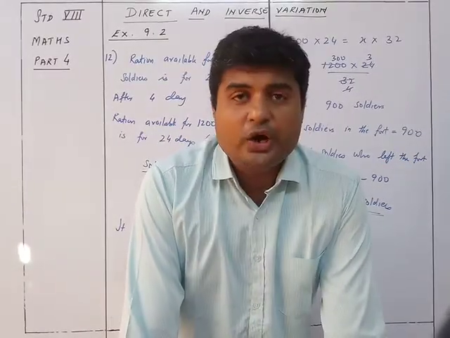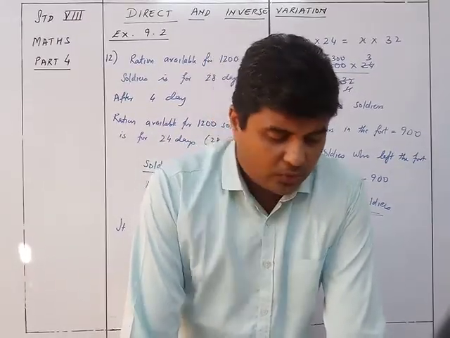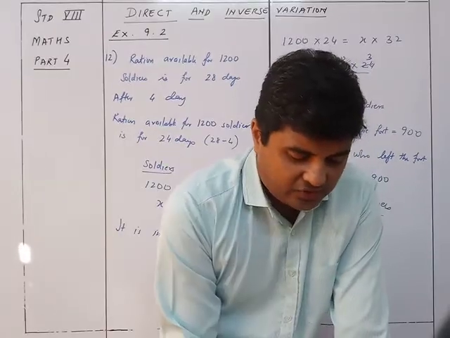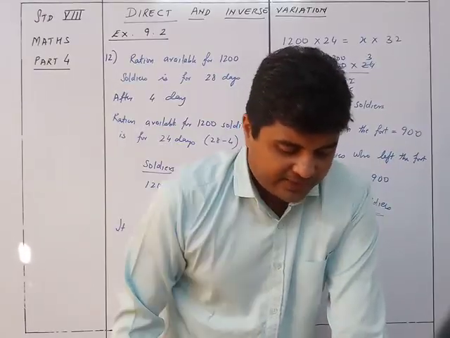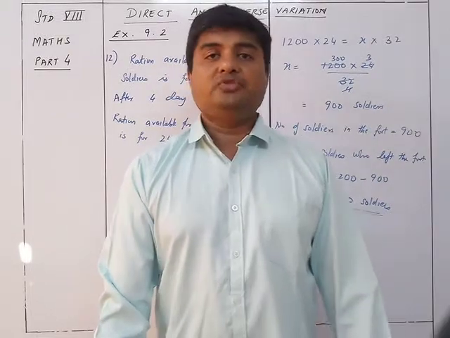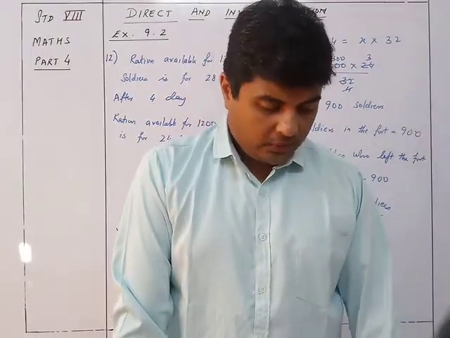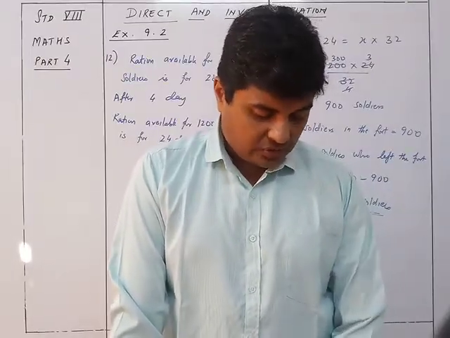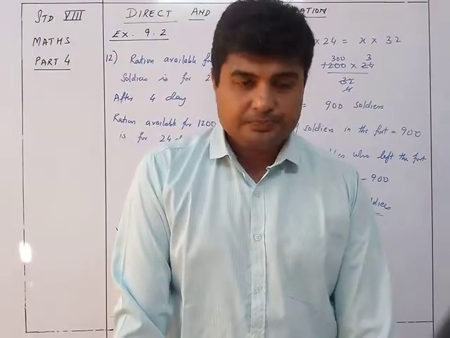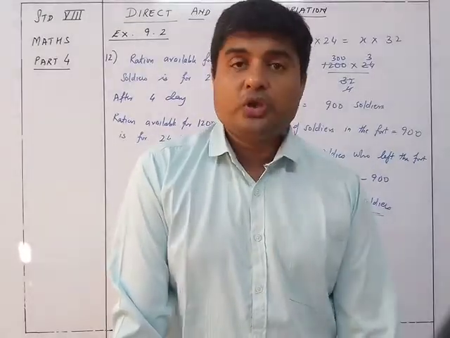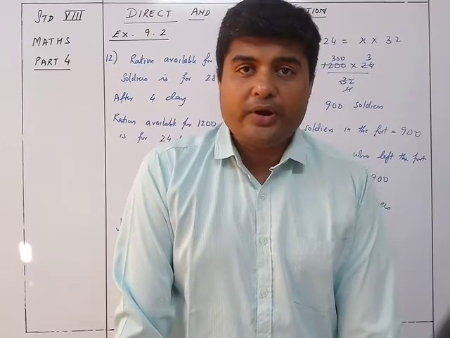So as usual, your solved examples 1, 2, 3, 4, 5, 6, 7, 8, all the 8 solved examples before the exercise 9.2 become your homework. So you need to solve these 8 sums of the solved examples. Okay, so this was your exercise 9.2.